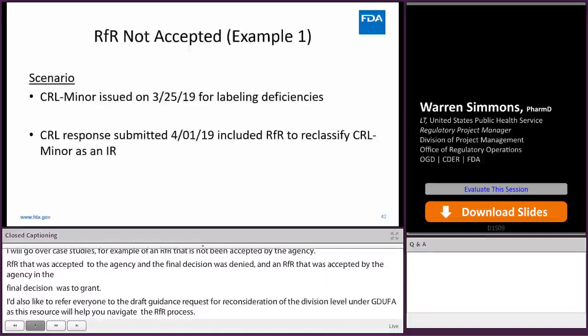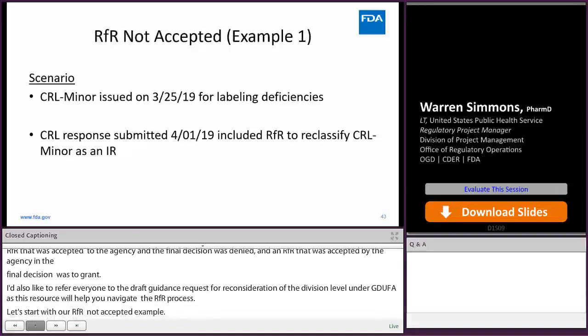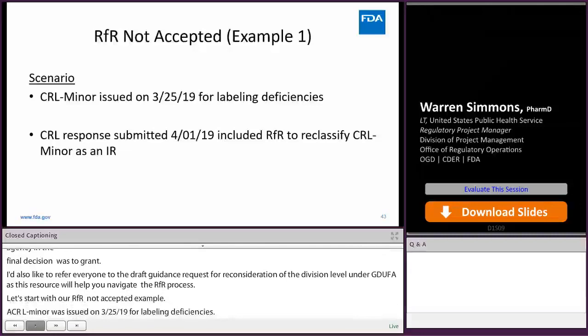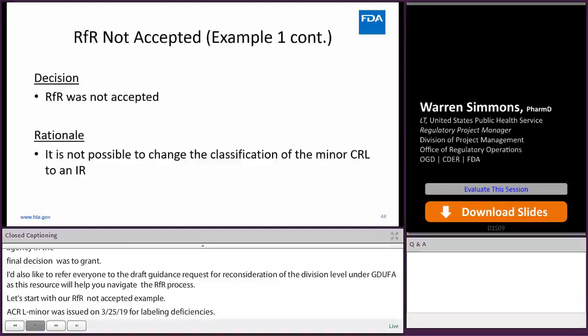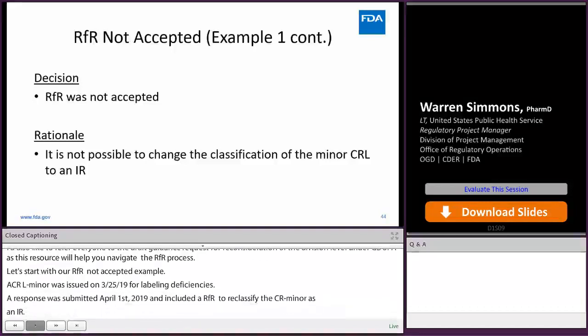A CR minor was issued on March the 25th, 2019 for labeling deficiencies. A CR response was submitted on April the 1st, 2019 and included an RFR to reclassify the CR minor as an IR. This RFR was not accepted because it is not possible to change the classification of a minor CR to an IR. Per the draft guidance, there are certain matters that are not appropriate for RFR.